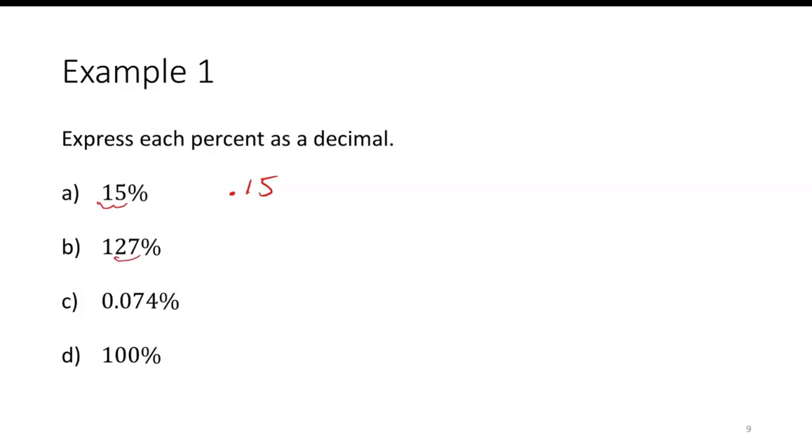1.27% becomes 0.0127. 0.074%, I move the decimal two places to the left, and I end up with 0.00074. So 74 hundred thousandths. And then 100%, I move the decimal two places to the left, I end up with 1.